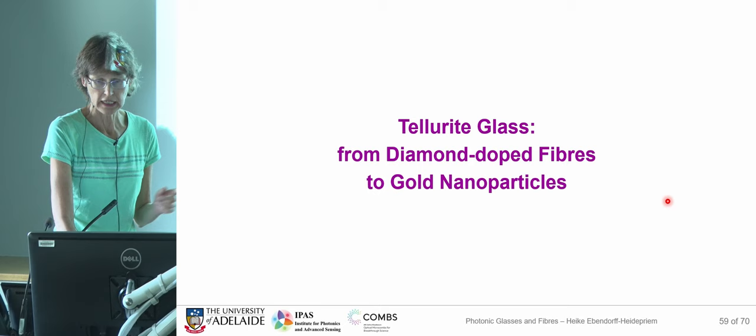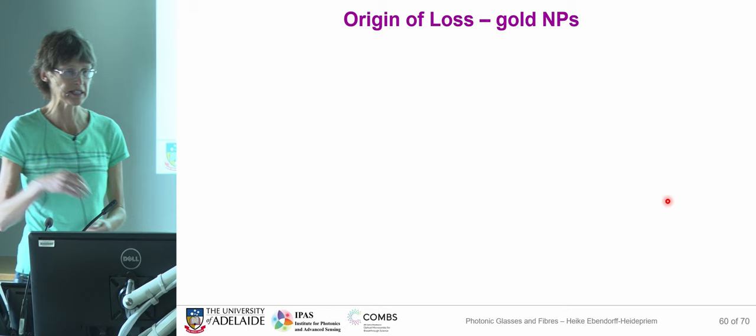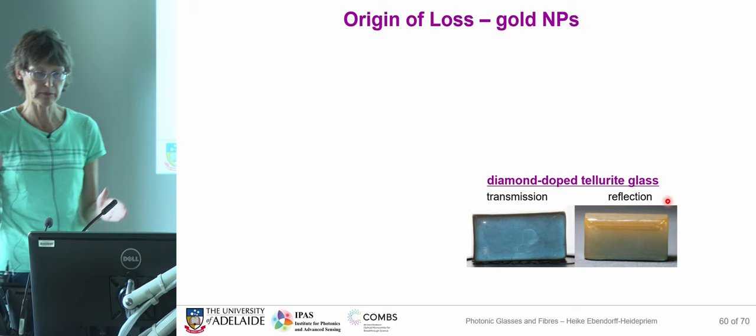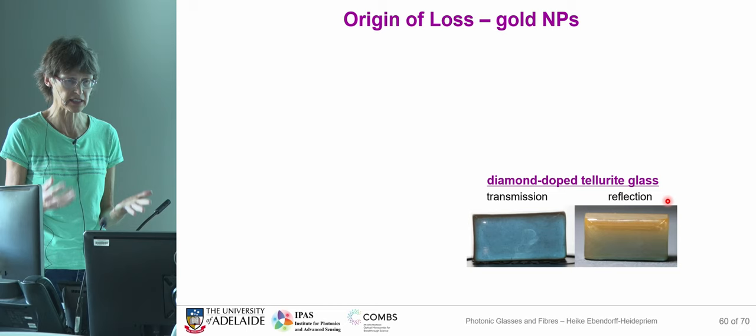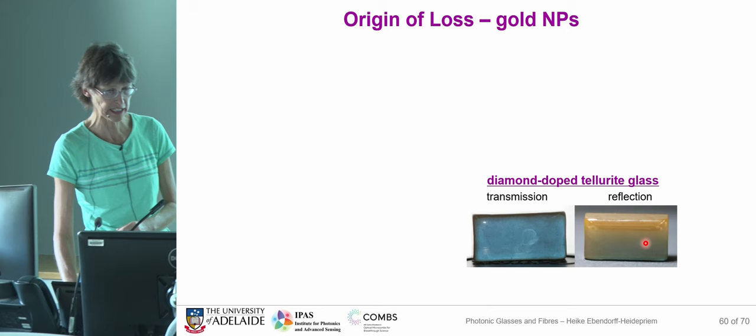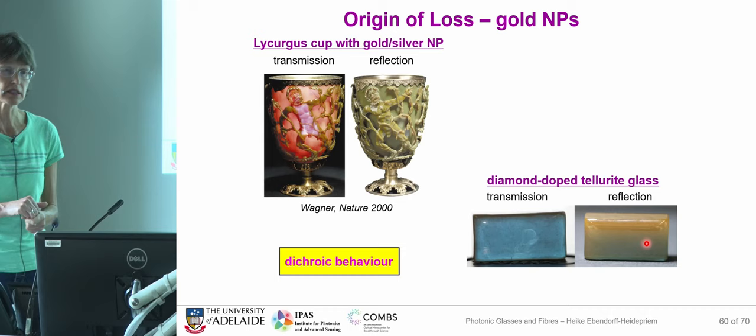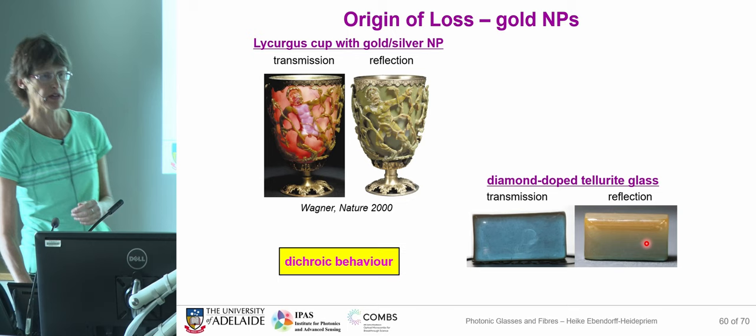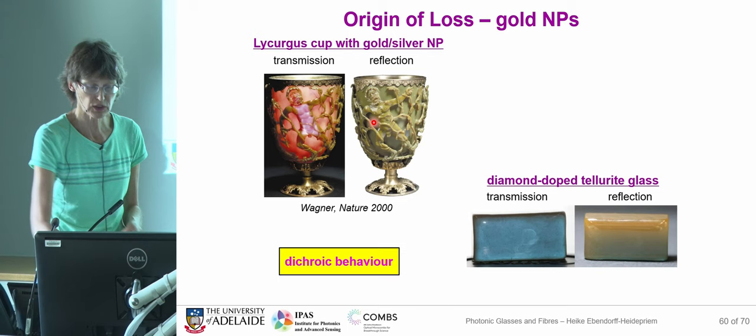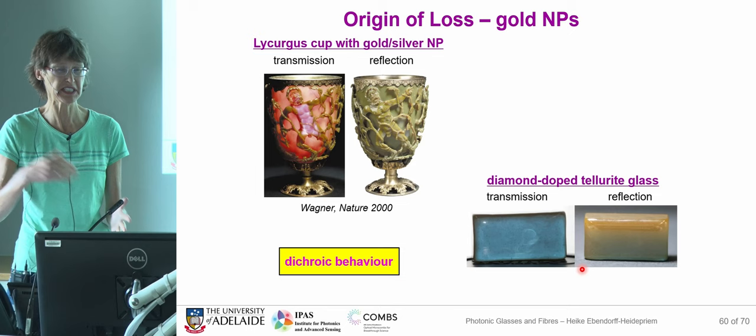I think I'm coming close to the end. So another example is gold nanoparticles in telluride glass. Coming back to the diamond-doped telluride glass, I mentioned the first samples that had a dark color, more specifically blue in transmission and brown in reflection, so a dichroic behavior. This really reminded me of the Lycurgus cup, where it's known it has gold and silver nanoparticles, therefore red in transmission, green in reflection. And I talked to quite a few people and they were not sure if this is because of gold nanoparticles, because of a difference in color.